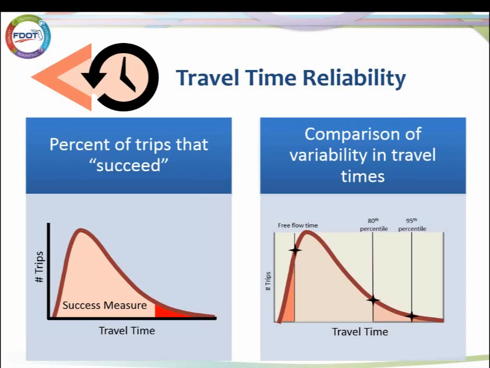However, on the highway side, the predominant term for travel time reliability is more related to the variability in travel times. How much does it vary from one time to the next, from one day to the next, from one hour to another hour? Now, both of these types of definitions work off the same information. It's just how we view what travel time reliability means or how we're going to report it.